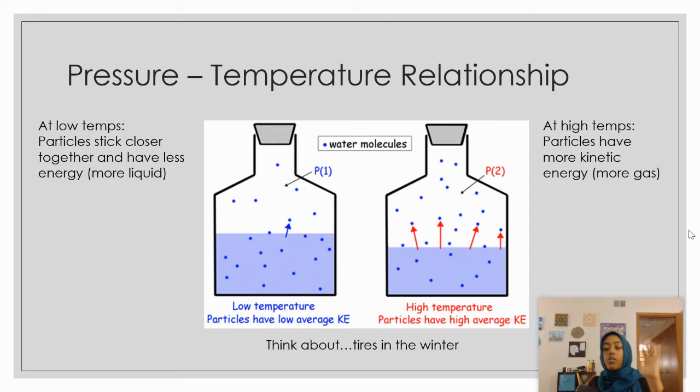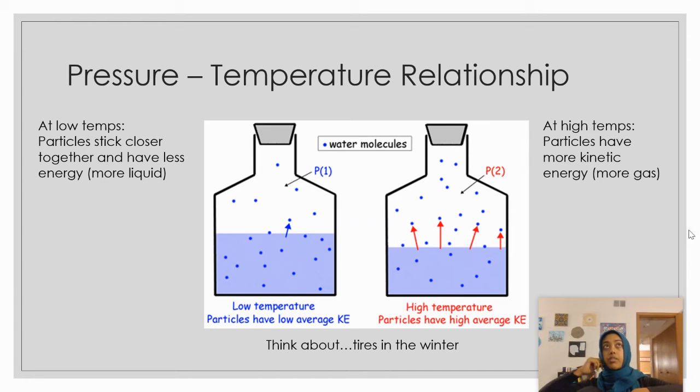Anyway, we're also going to review pressure and temperature really quickly. If you guys remember the ideal gas law from chemistry, PV equals nRT. So pressure and temperature are, actually, they're directly related. As temperature increases, pressure also increases. As temperature decreases, pressure decreases.